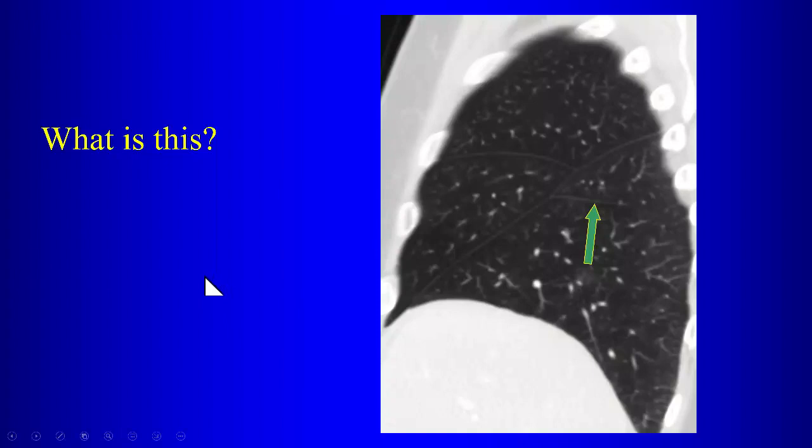What is that? Superior accessory. That is a superior accessory fissure, right. So that separates the superior segment of one of the lower lobes, here the right lower lobe, from the rest of the lower lobe segments, right? This over here is the minor fissure, and then this would be the major fissure, right?